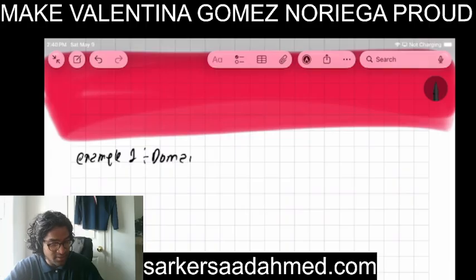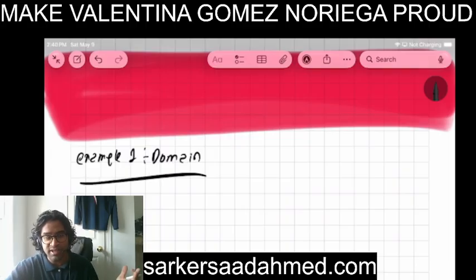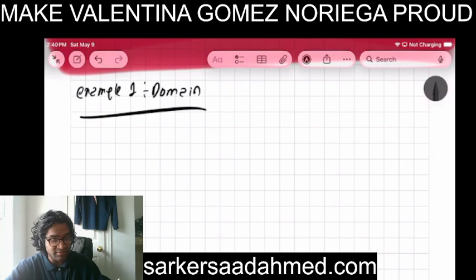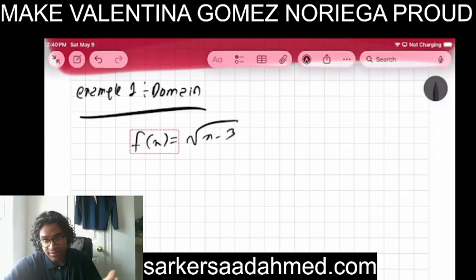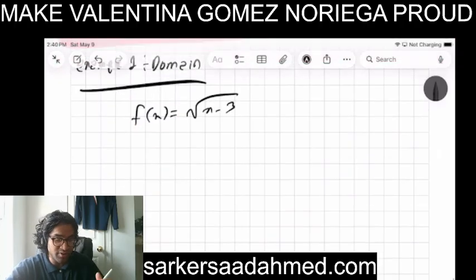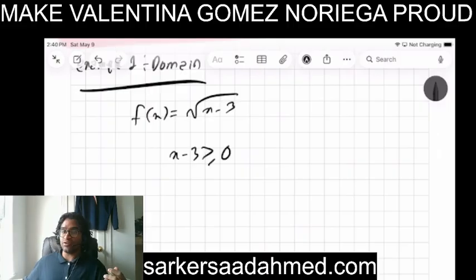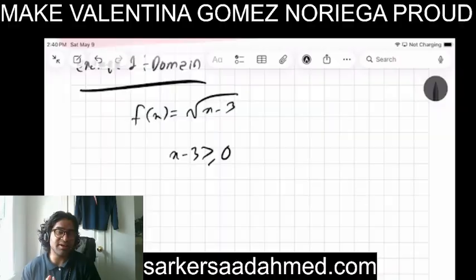All right, example one, domain. So we know what domain is. Domain is the values that are allowed inside, right? So f of x would be root of x minus 3, let's say. So you must make sure that x minus 3 is greater than or equal to 0. Why? Because it's a square root. You can't have x minus 3 being less than 0 because that would mean it is complex.